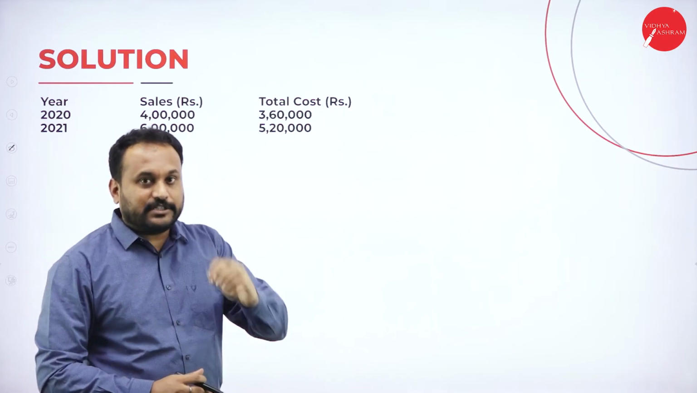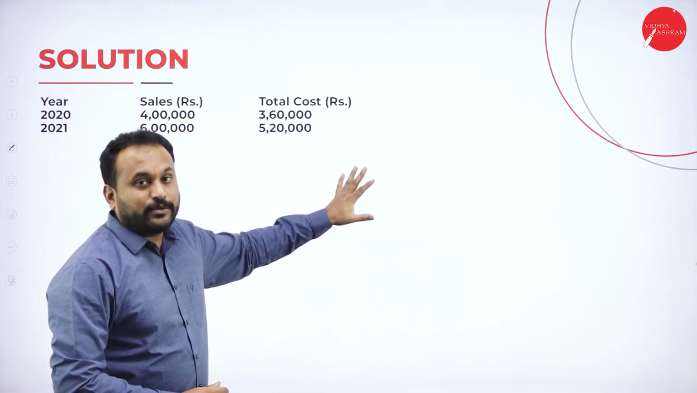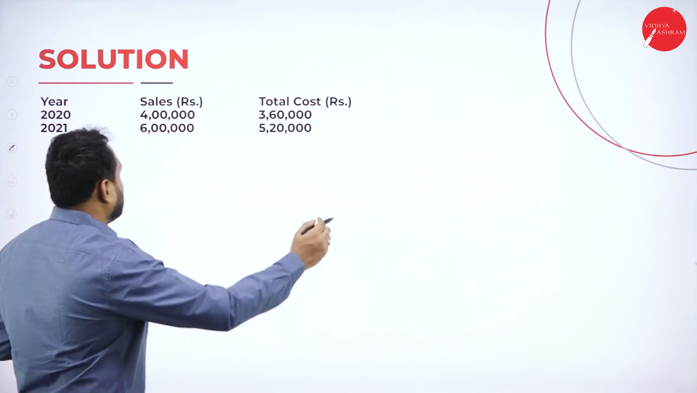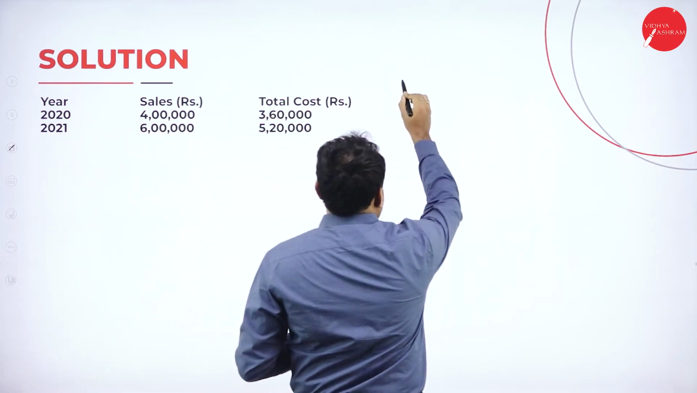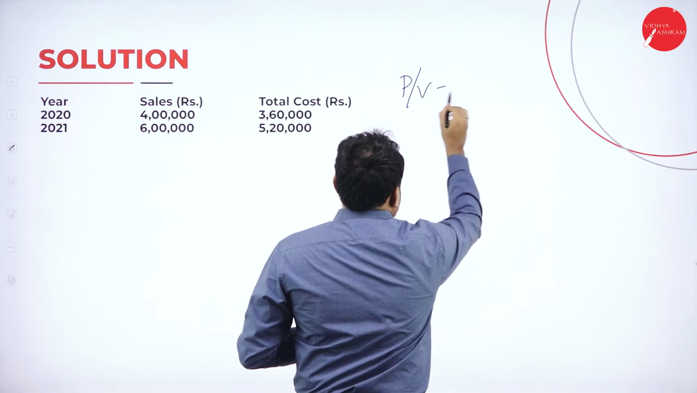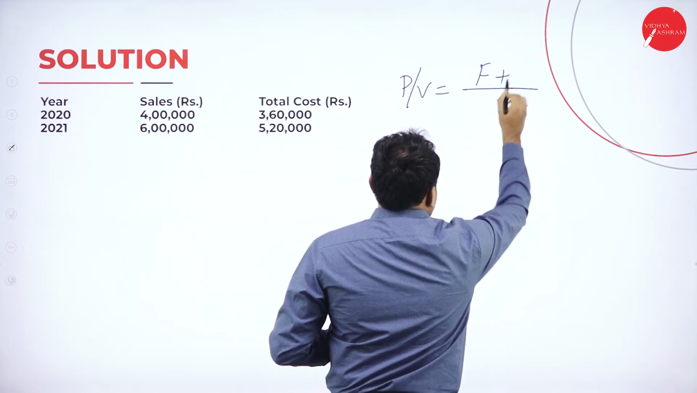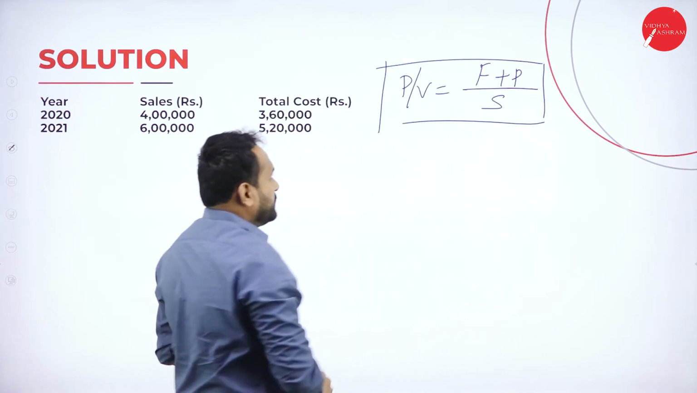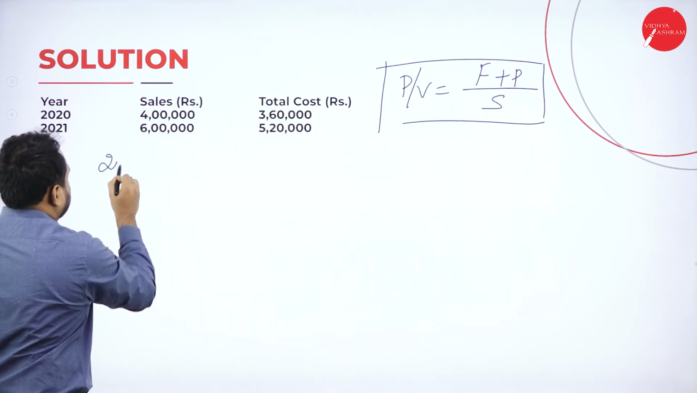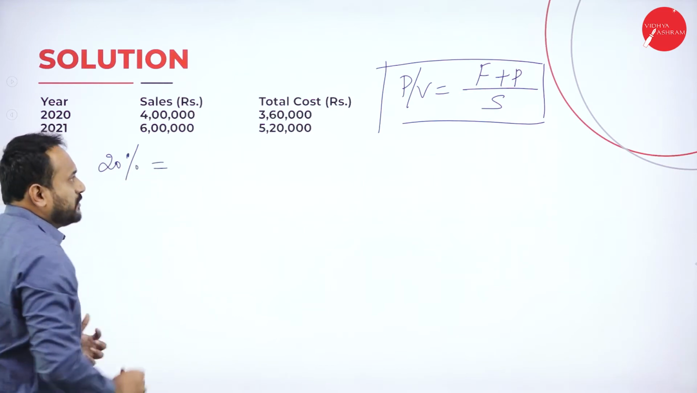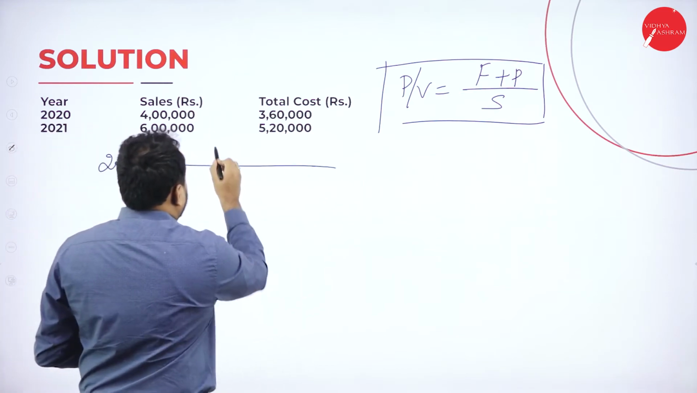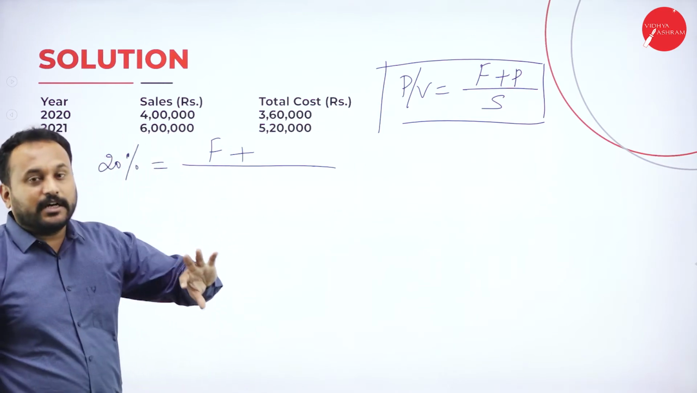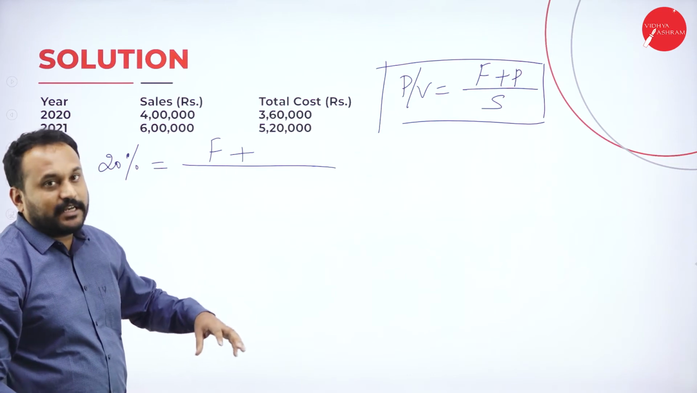I told you, if you remember this formula, you can solve at least 3 to 4 problems in PV ratios. So the formula here is PV is equal to F plus P divided by S. This formula, never forget, right? So we have PV, that is 20%, is equal to F plus P, where F is the fixed cost I need to find. Now what happens is, any one year's profit you take, the same year's sales you should take.